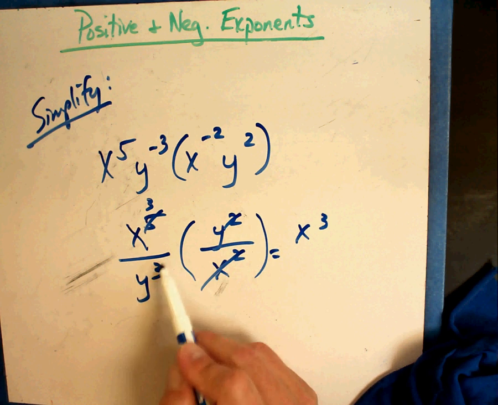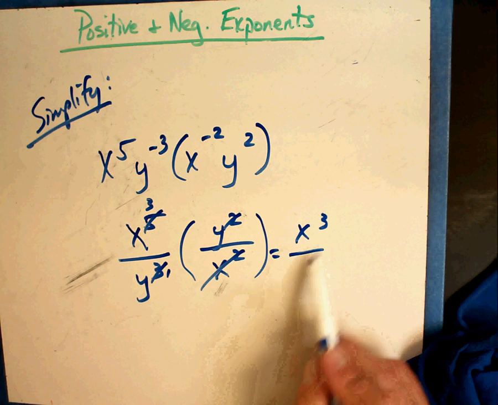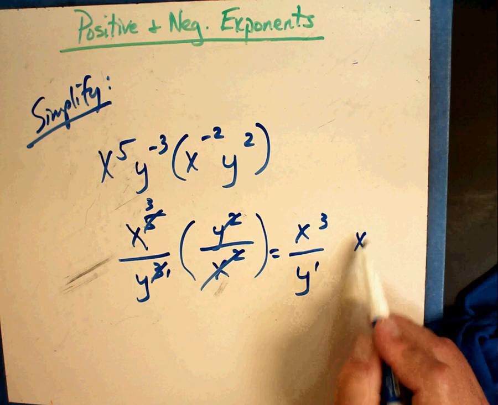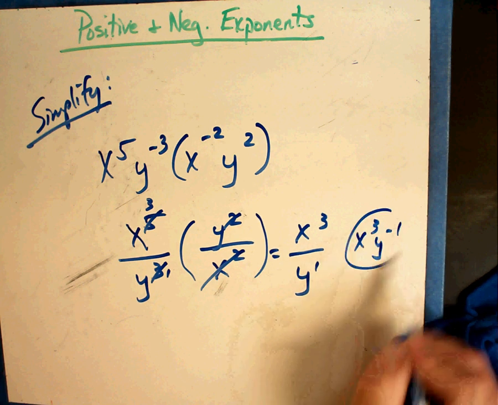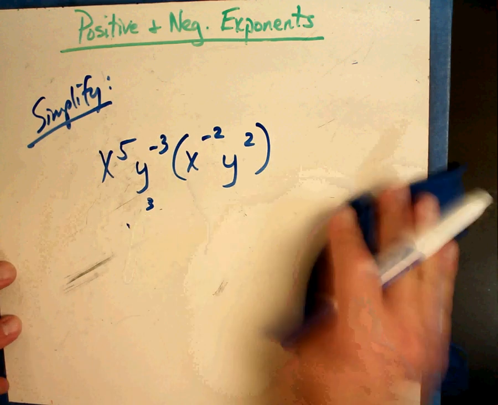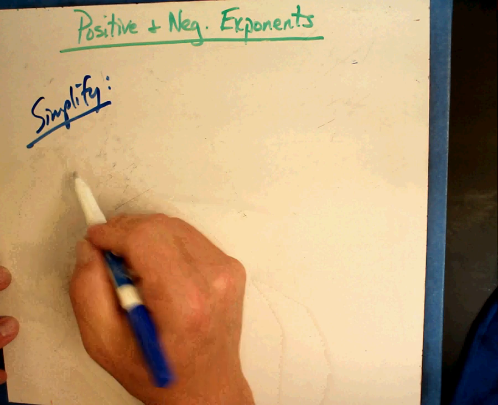Subtract those, there's 1 extra down here, y to the 1 on the bottom, so there's my answer. Or it could be written x to the third, y to the minus 1. Again, both of these are the same thing. I bet you got that one. Good. Here's another one for you. What happens if they throw some numbers in there?